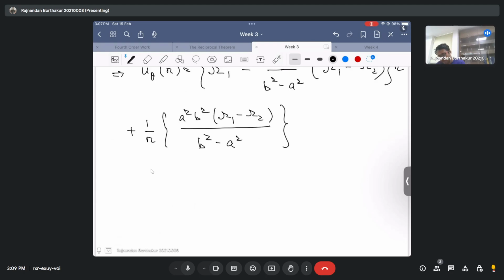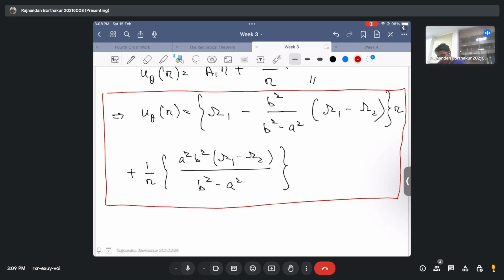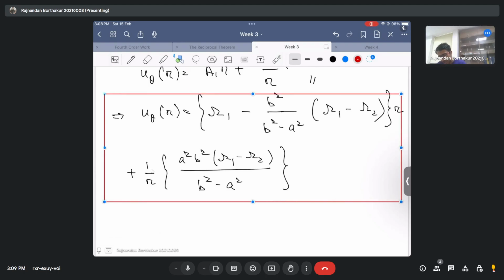where a and b are the individual radii of the inner and the outer cylinder respectively. Okay, so this is the complete solution for u theta, as you can see on my screen. And I hope the methodology used for deriving this solution is clear to you guys.